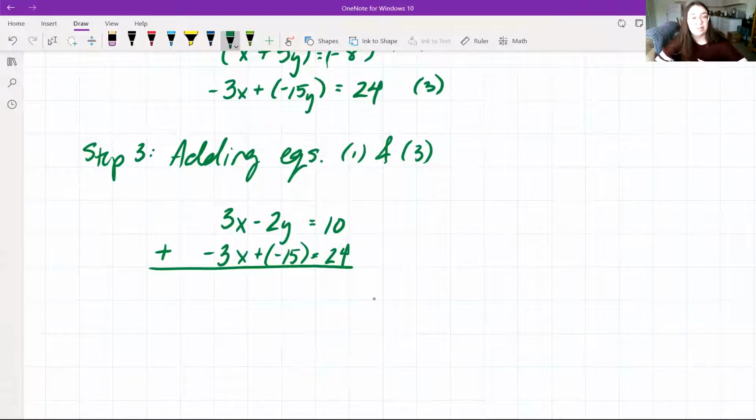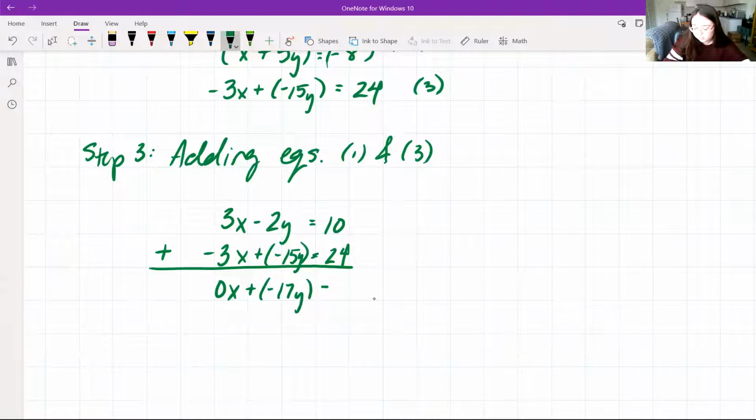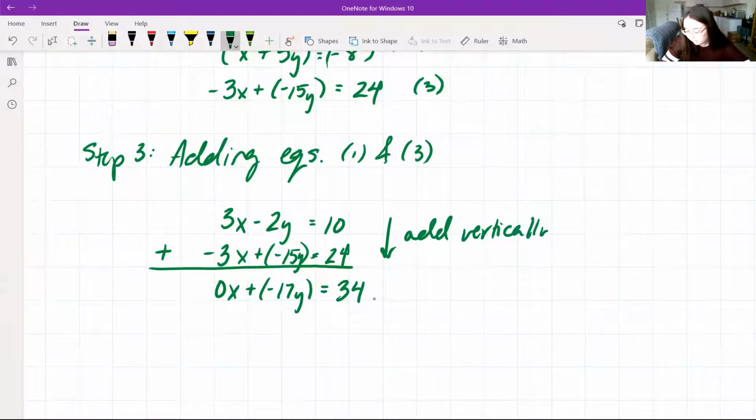So 3x plus negative 3x is obviously going to give us 0x, which is what we wanted. We wanted to cancel out x. But now we have negative 2y plus negative 15y. And this is going to give us negative 17y. And 10 plus 24 is equal to 34. So when we want to add these equations, we want to add vertically. We want to stack one on top of the other and then add this way.